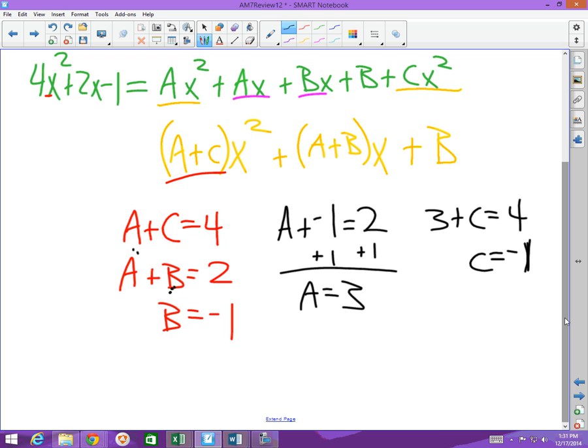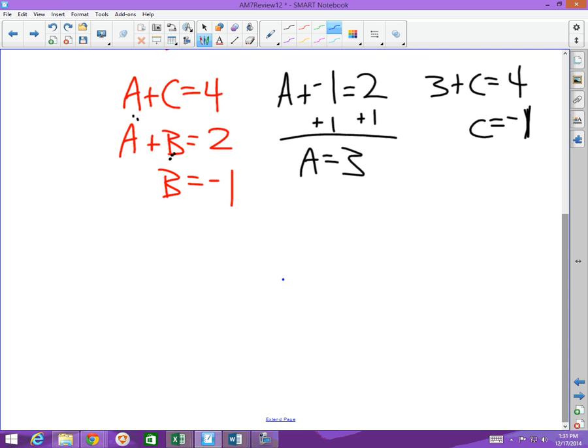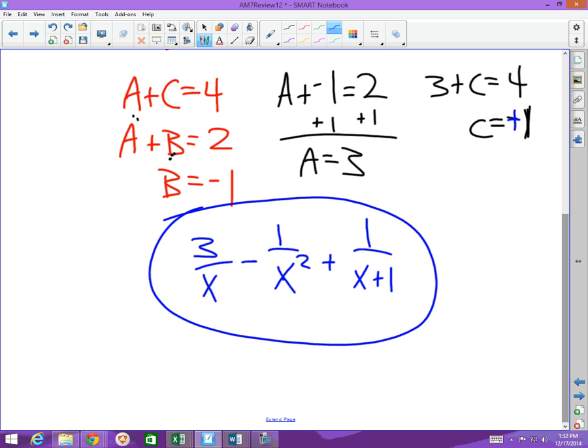And so then you can write the partial decomposition. Since you know a, b, and c, you will get 3 over x minus 1 over x squared. That's supposed to be a positive 1. And then plus 1 over x plus 1. And there's your partial decomposition.